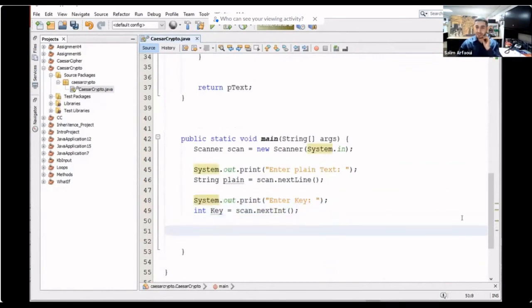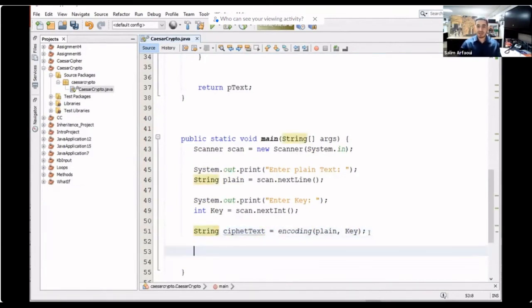Now that they gave me the plaintext and the key, I'm going to use my functions to generate these outcomes. So I'm actually going to create a string variable here. And I'm going to call it, let's say, ciphertext. And I'm going to make it equal to the return value of the encoding method. So encoding method takes the plain that I got from the user and the key as well. And it will return for me the encoded value, and it will be stored in this variable. And therefore, I could display it now with a System.out.print.